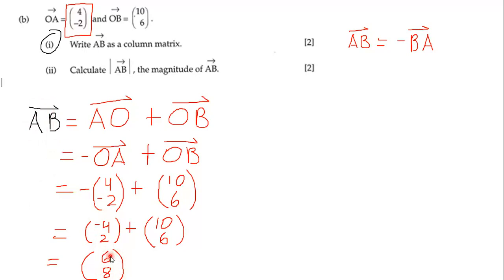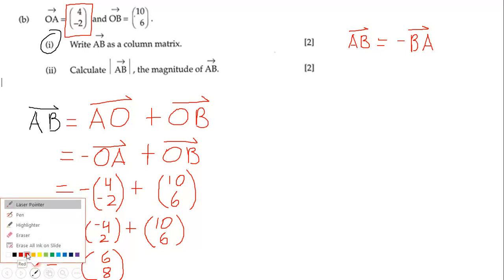Okay, awesome. Now, seeing that we have calculated AB as a column matrix, they want us to calculate the magnitude of AB. And all they're saying is, in order to calculate the magnitude, all that you do is you take the top entry and you square it. So we're going to square 6. And you take the bottom entry, 8, and square it. So we're going to square 8. And then you perform the square root.